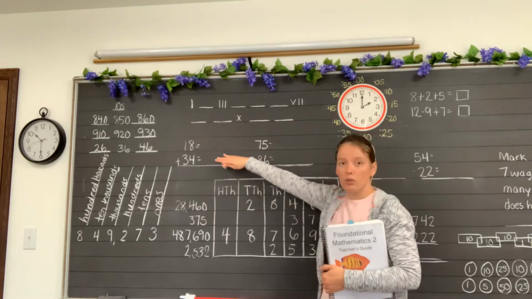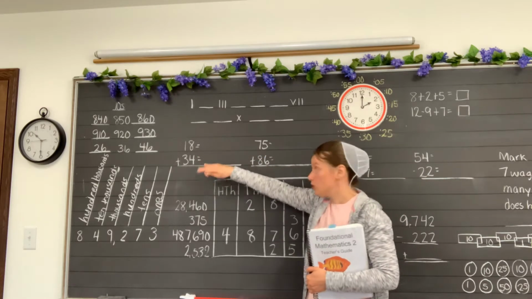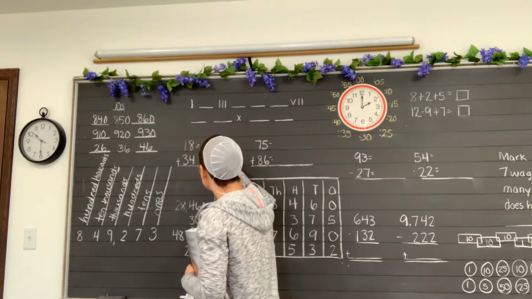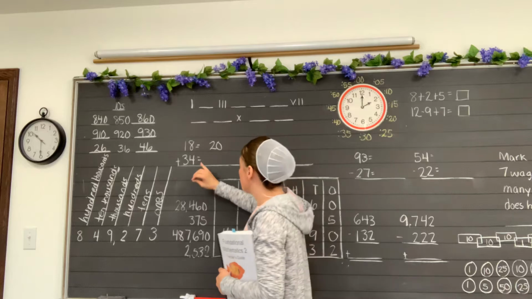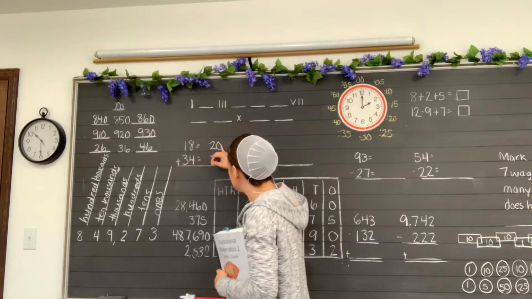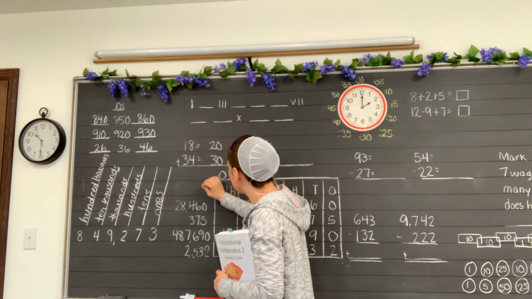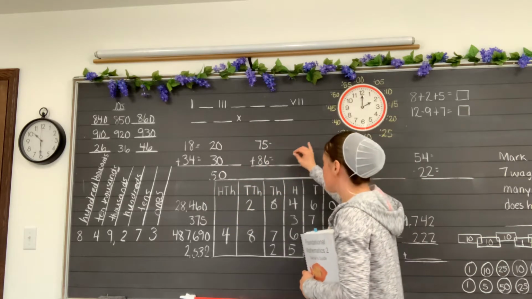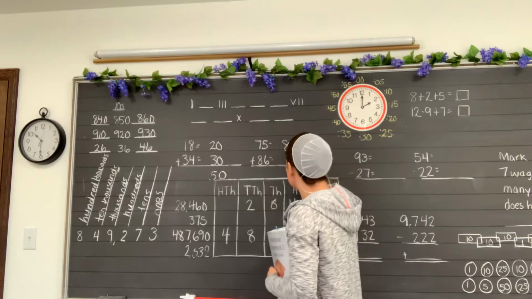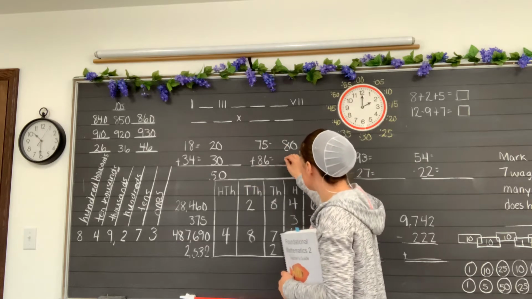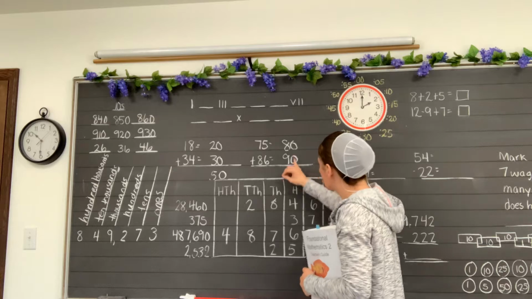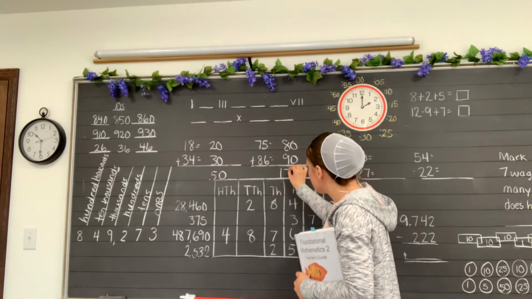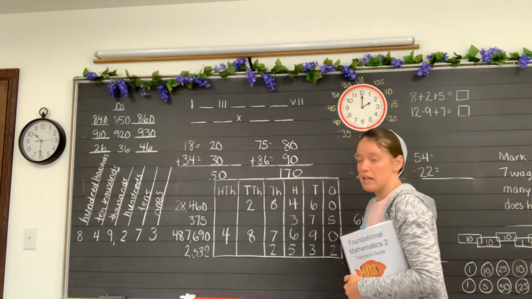Okay, let's review the estimates by addition. So the estimate for 18 would be 20. The estimate for 34 would be 30. 0 plus 0 is 0, 2 plus 3 is 5. 50 is your answer. The estimate for 75 goes up to 80, and 86 is 90. So we have 0 plus 0 is 0, 8 plus 9 is 17. 170 is your estimate answer.